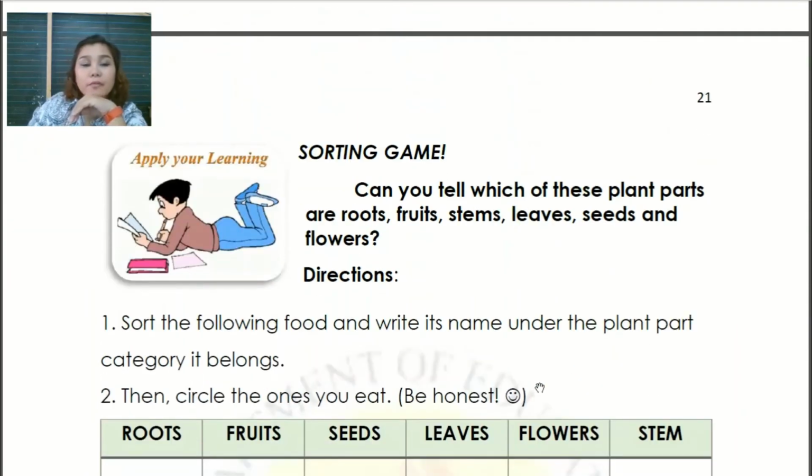Okay, let's apply your learning. This is a sorting game. Can you tell which of these plant parts are roots, fruits, stems, leaves, seeds, and flowers? So directions, sort the following food and write its name under the plant category it belongs. Then circle the ones you eat.